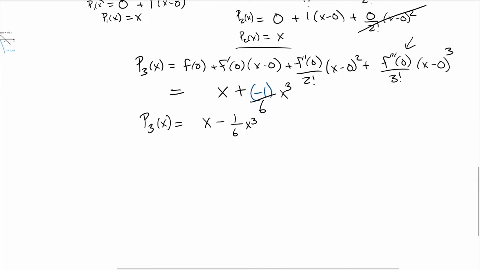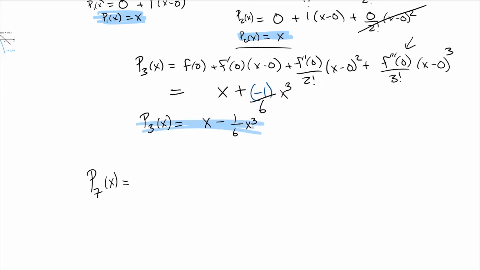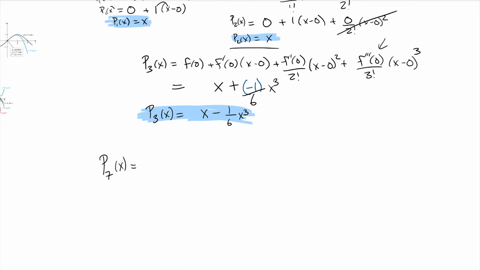And you're like, oh no, how are we going to do P7? Well, have we noticed that we lose our center terms? We've gotten, here's our P1, here's our P2, here's our P3. What's P7? Well, since I already know P3, it's x minus 1/6 x to the third, and now we're left with our fourth derivative of a over 4 factorial times x minus a to the fourth.